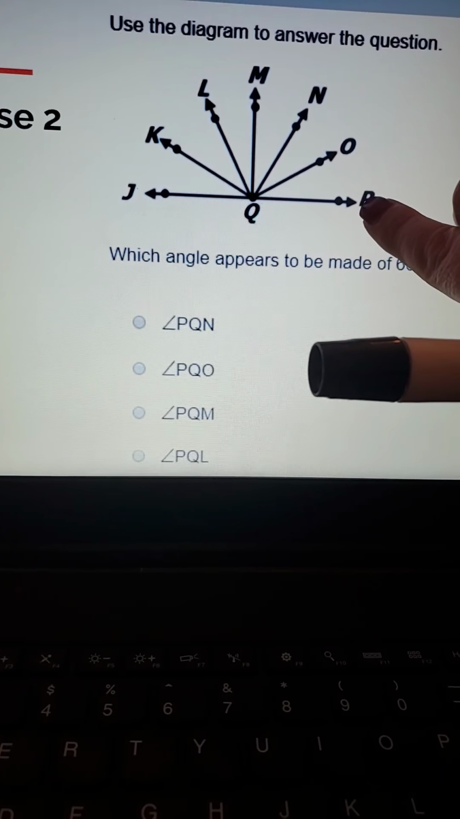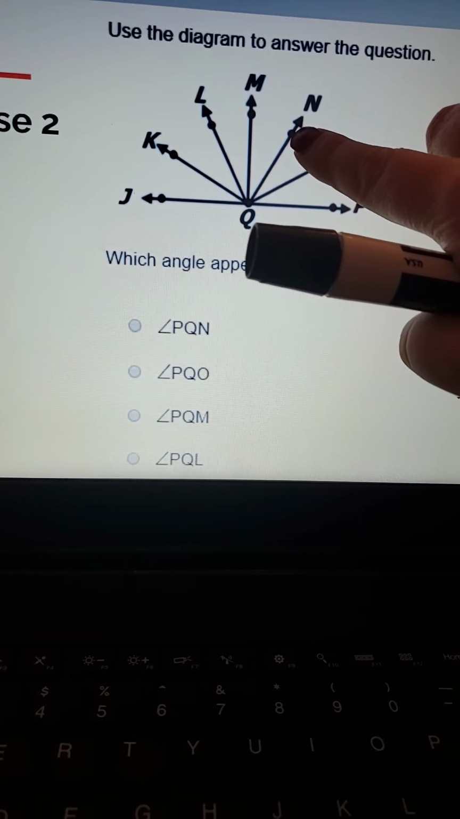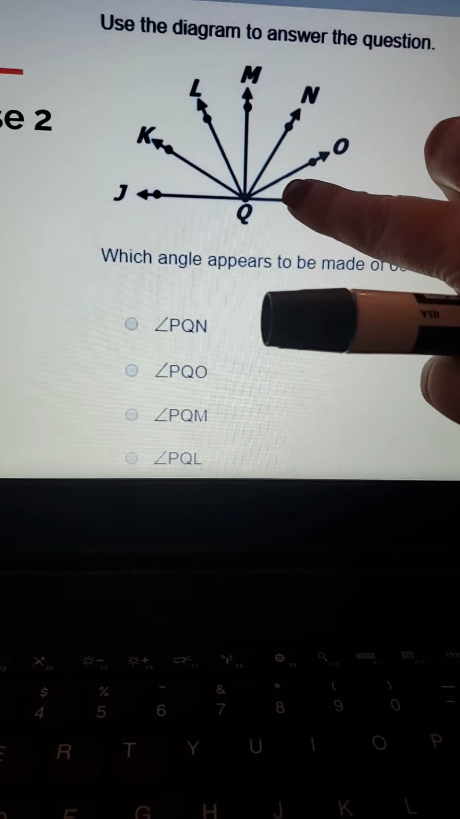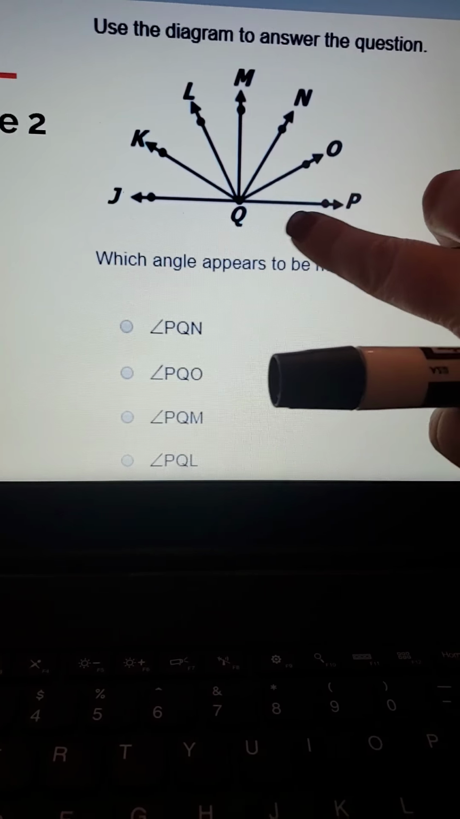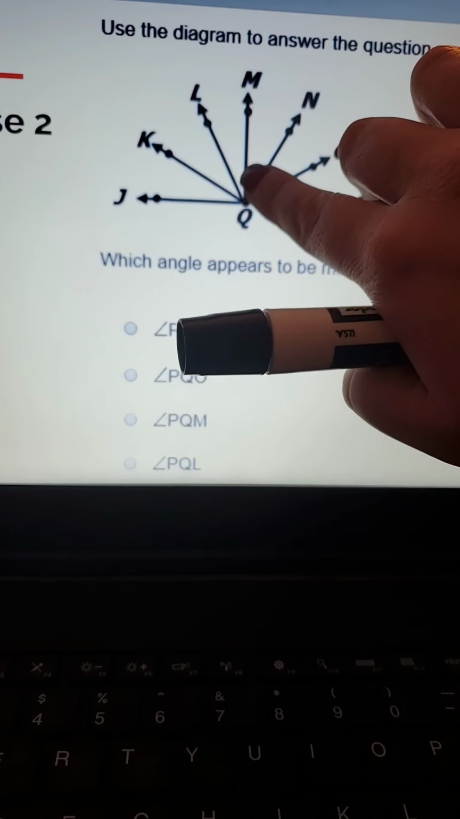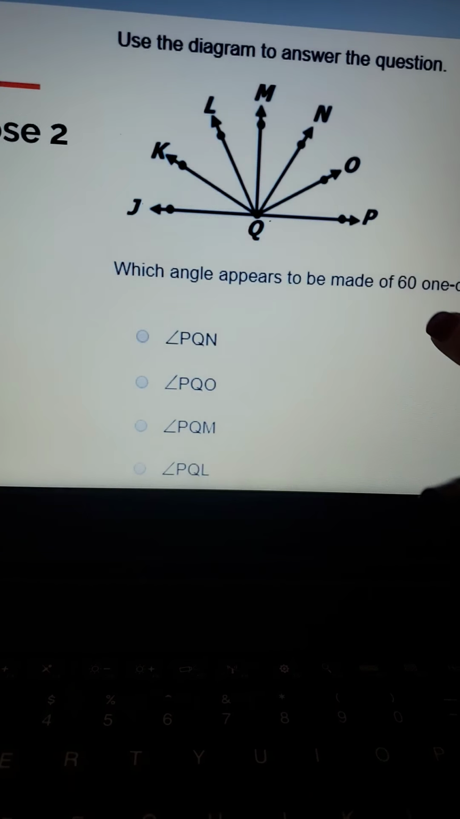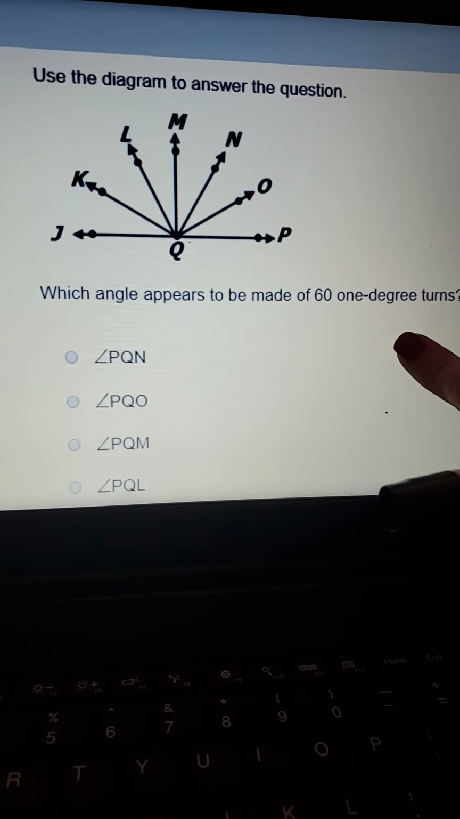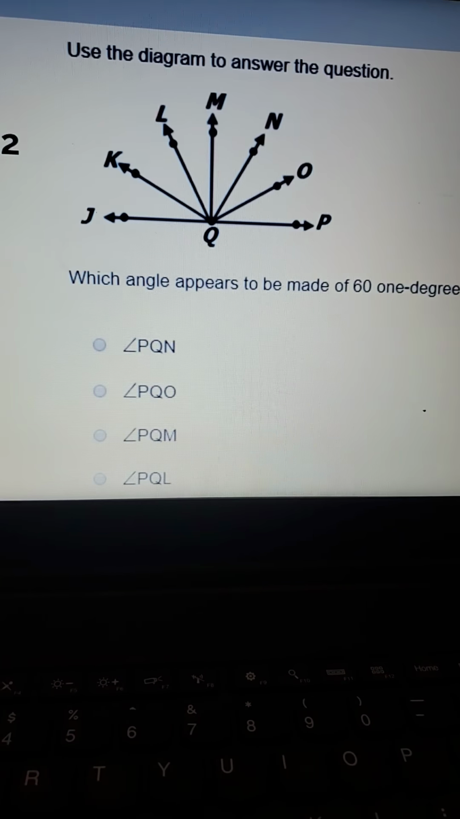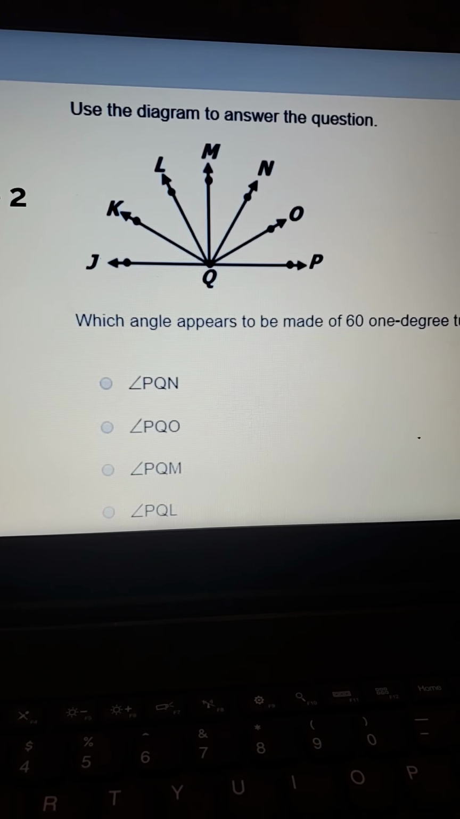Would it be P, Q, N? Well, that looks like 60 degrees. Would it be P, Q, O, which is right here, this angle? Or P, Q, M? Well, P, Q, M, it looks like there's a square in there, so that's a 90 degree, so it can't be 60 degree, 1 degree turns. Or PQL, well, that looks like an obtuse angle. So Miss Smith just gave you the answer to pose number 2, basically.